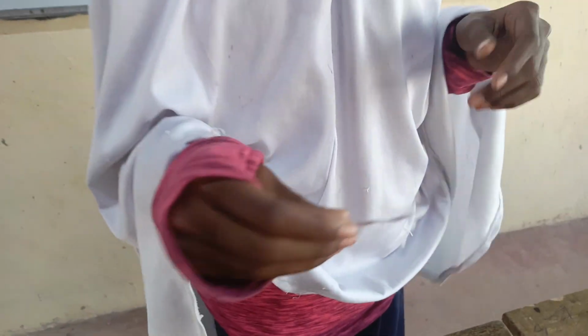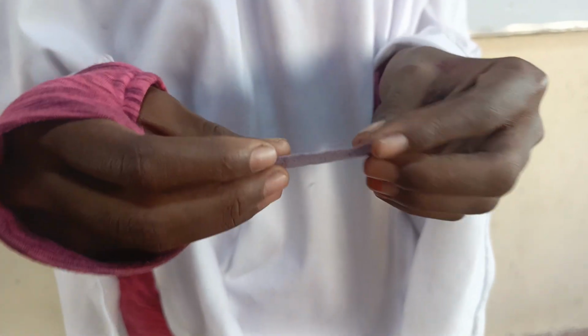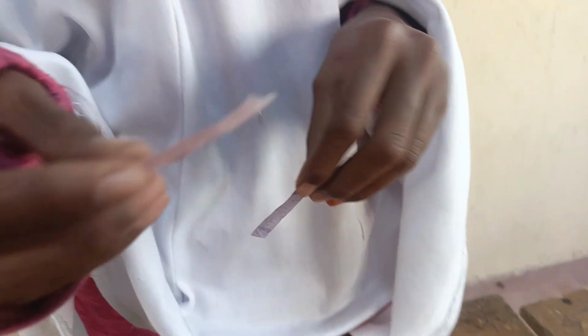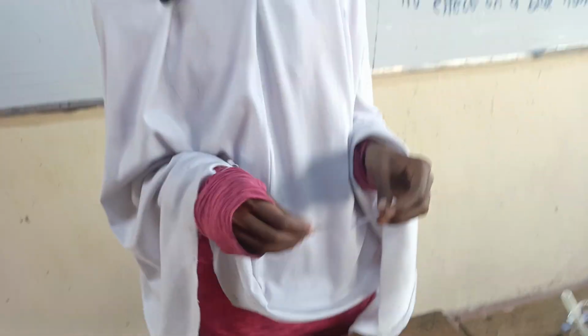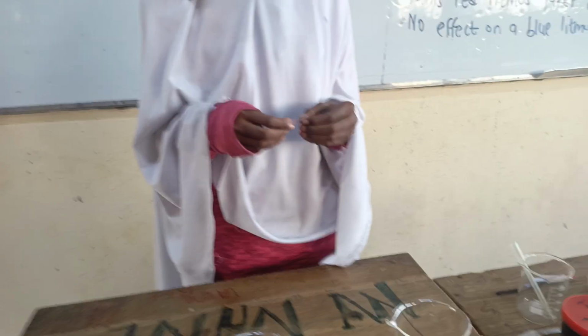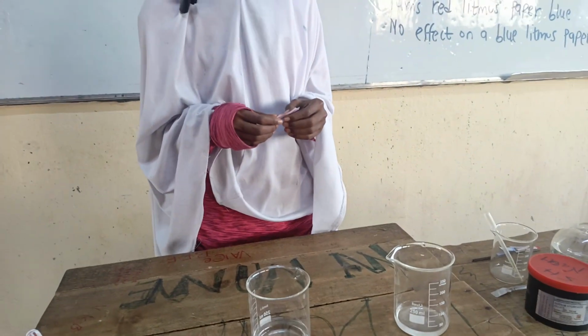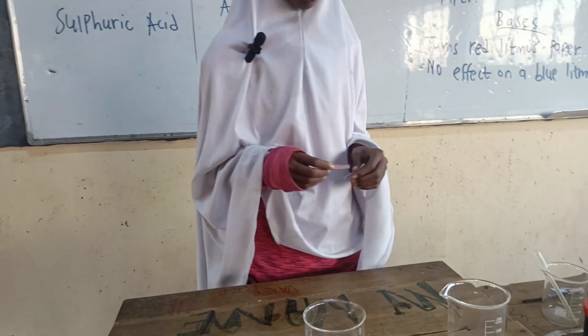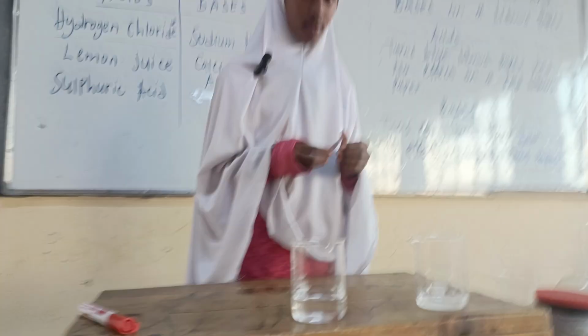So which one is this? This is a blue litmus paper and this one is a red litmus paper. Let's see, a blue one. This one is blue. And this one is a red litmus paper. Show the red. Good. Now, which substance are you going to start with? An acid. Okay, go on.